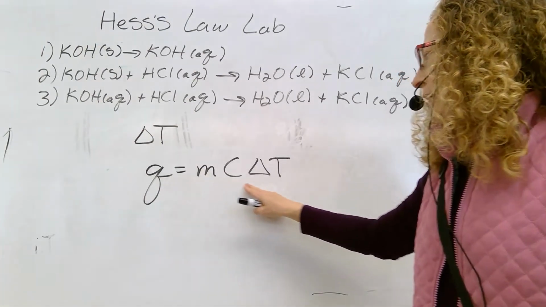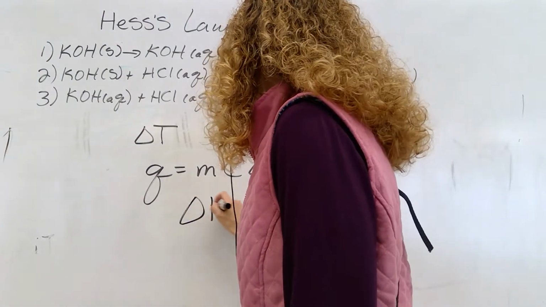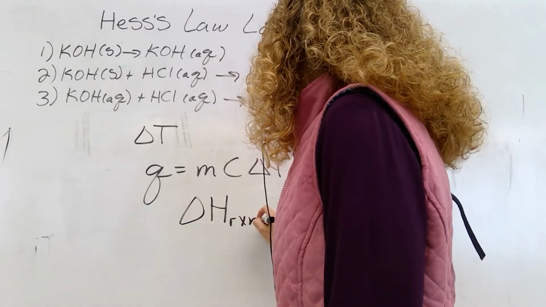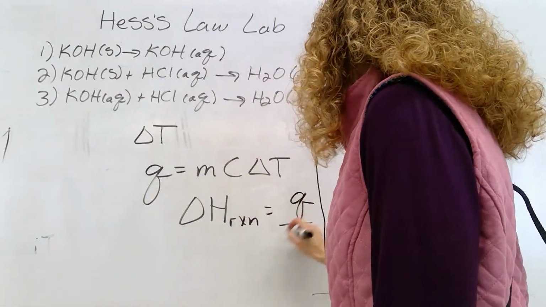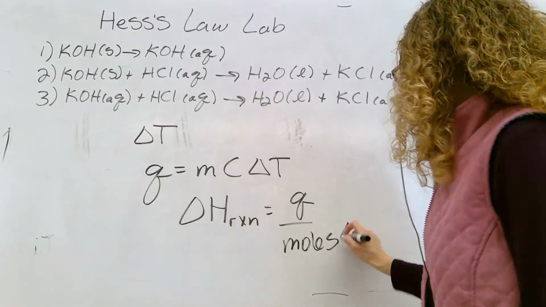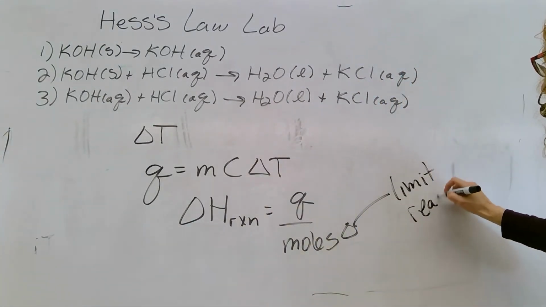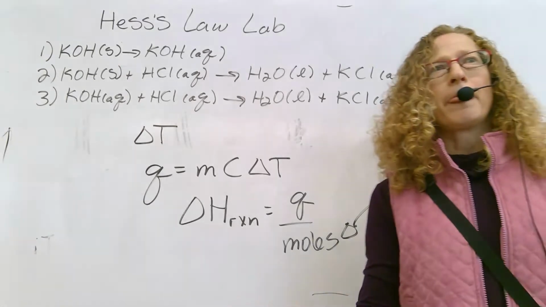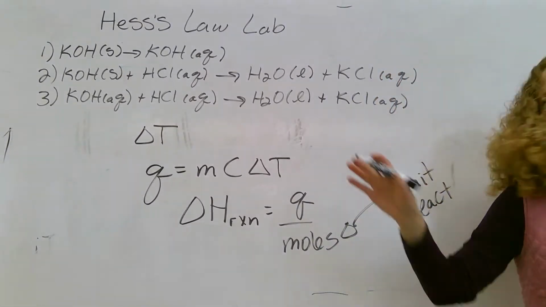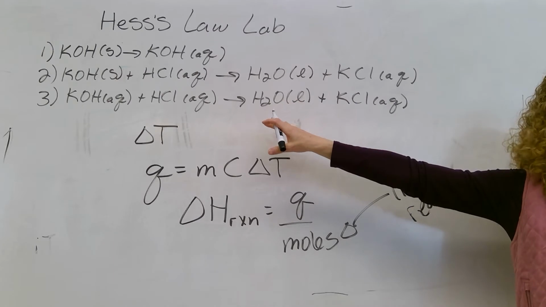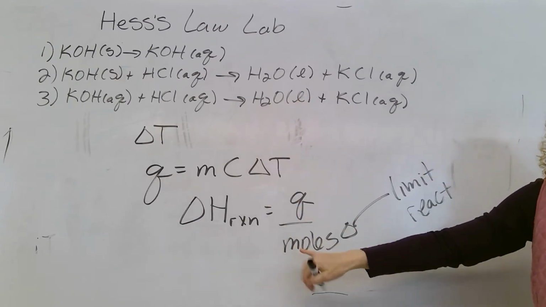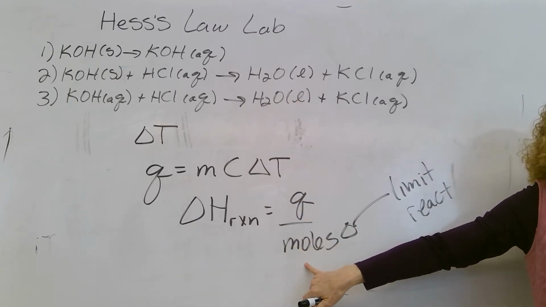And from this calculation, you can find the enthalpy change. And the enthalpy change will be Q over the number of moles. And the number of moles we want to use is from the limiting reactant. And if you do this correctly, the limiting reactant in all 3 of these should be KOH. So you'll use the moles of KOH in this calculation.